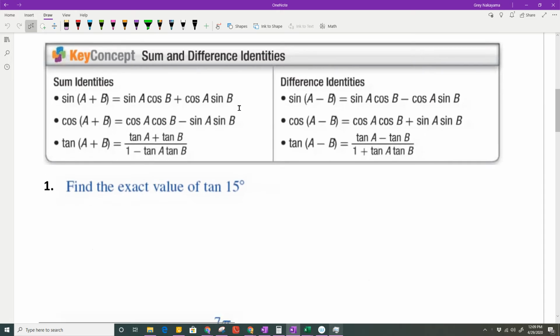So here are your identities, the sum identities, okay? Sine A, cosine B. So A and B are your two different angles. Sine of the first one, cosine second, cosine first, sine second. Straight up, I don't want to spend time on the video going over those. You've got them. We're going to make sure you know how to use them, okay?